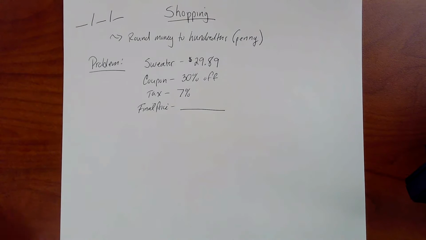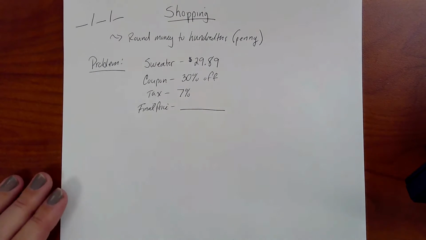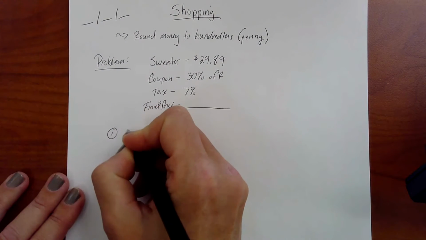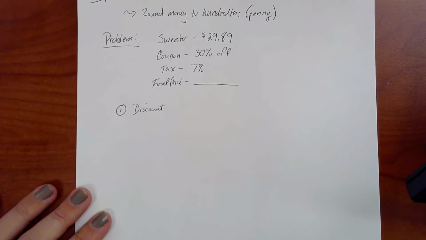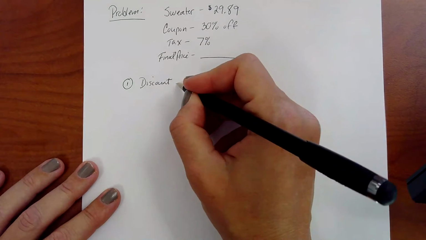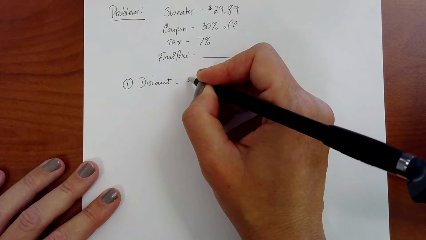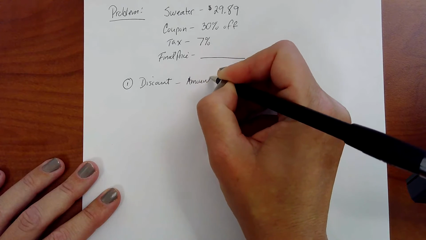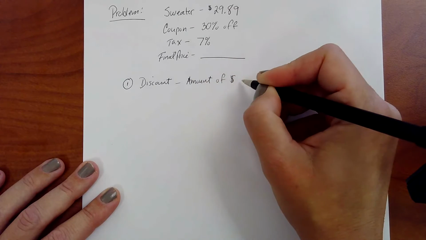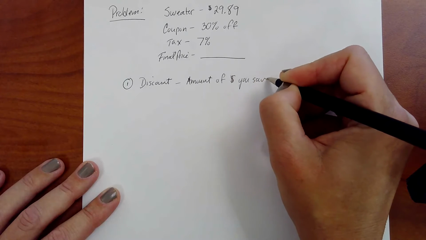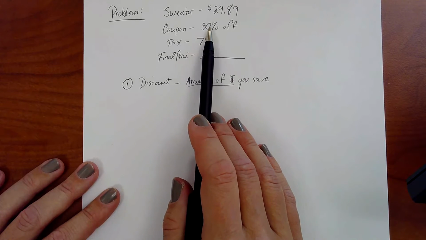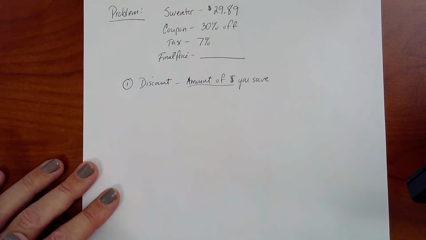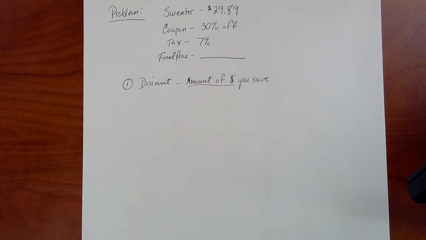Okay, so there's going to be a few steps that we have to do in order, and we're going to do them right now. So the first thing you have to figure out is how much money you're saving, and that is called the discount. So let's just put here, the discount is the amount of money you save. So it's an amount of money. In this problem, we're going to save 30%, but we need to figure out what amount of money that is.